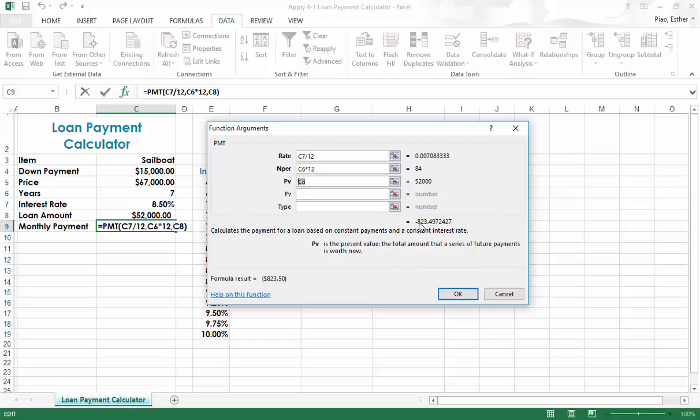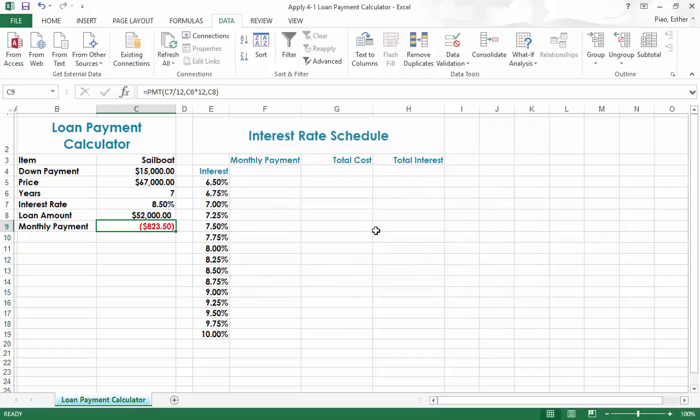We are seeing a negative amount here. That's because the PMT function returns a negative value. Therefore, with the completion of the dialog box, make sure you put a minus symbol in front of this formula to turn the amount from negative into positive. So we know that our monthly payment is going to be 823.50 with all these conditions. Okay, let's move on to the next.